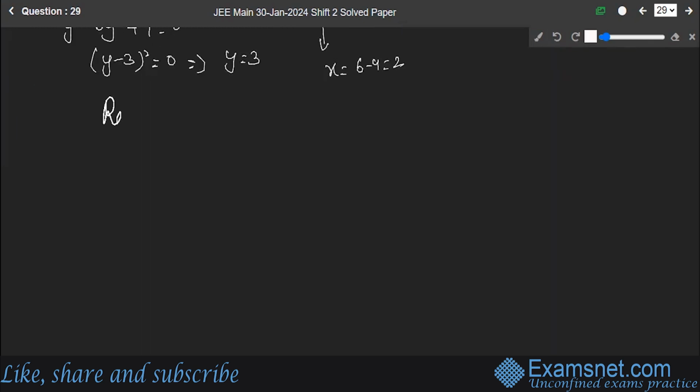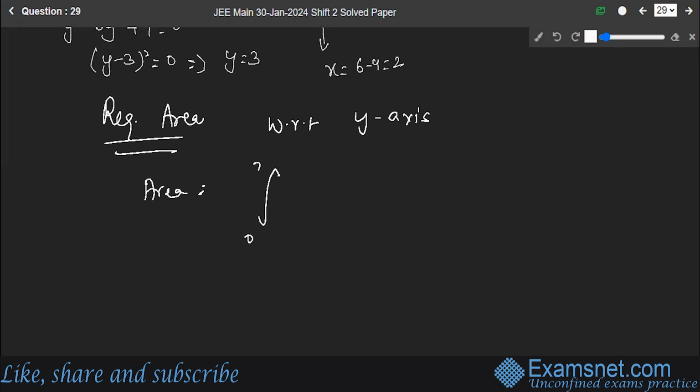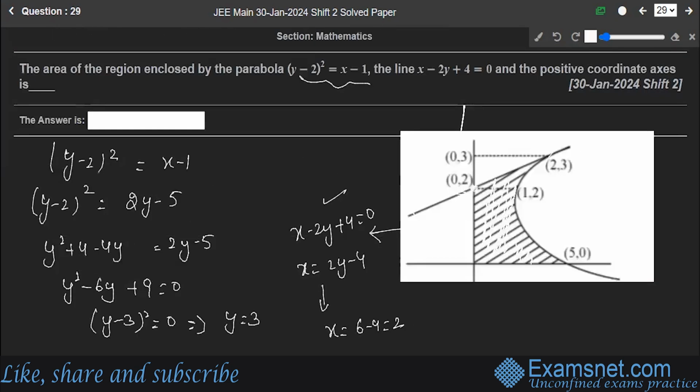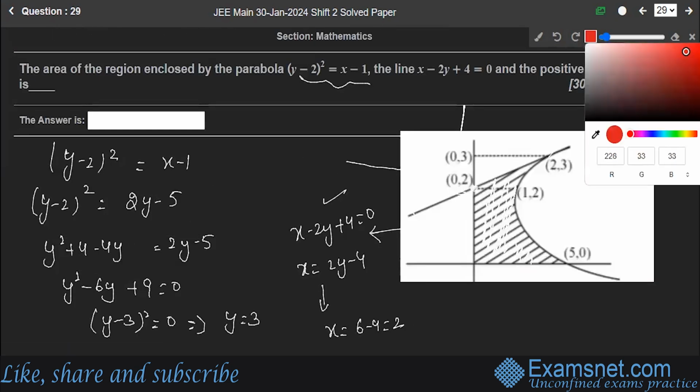So the required area, I'll be taking with respect to the y-axis. So this area will be given by the limit 0 to 3 of x dy minus the area of this triangle. Look over here. So I'll be subtracting this triangle from this entire area, I'll be subtracting this portion.